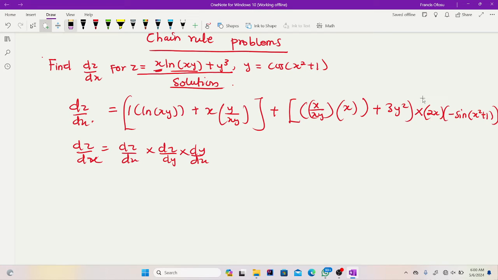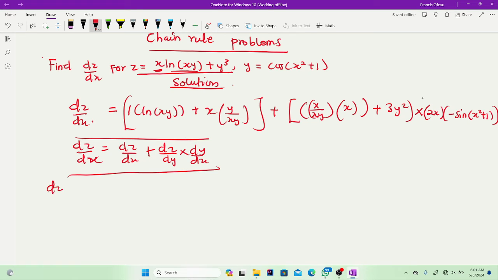So let me change this one, multiplication, okay, this addition. Yeah, so dz/dx or dz/dy times dy/dx, and this gives us our partial derivative here, our differential here. So now let's simplify what I have here further.